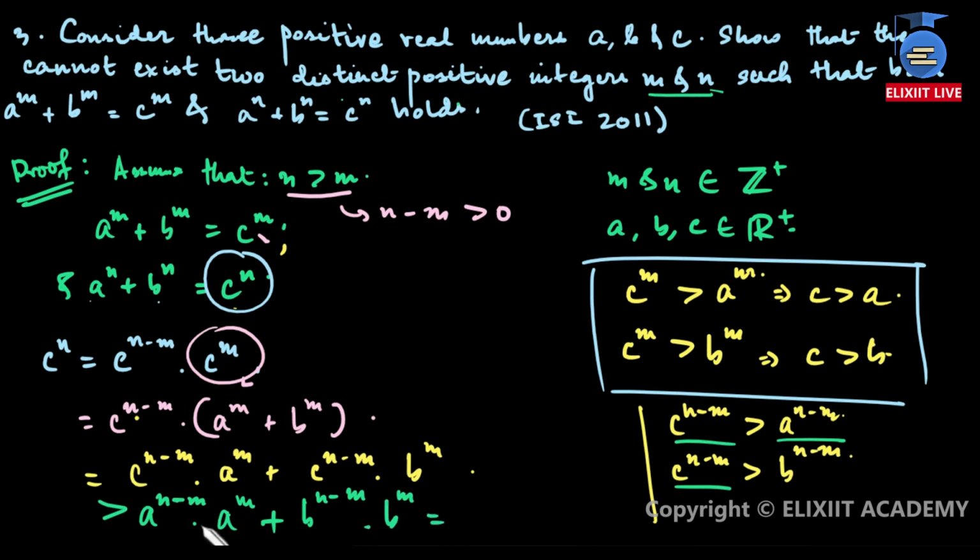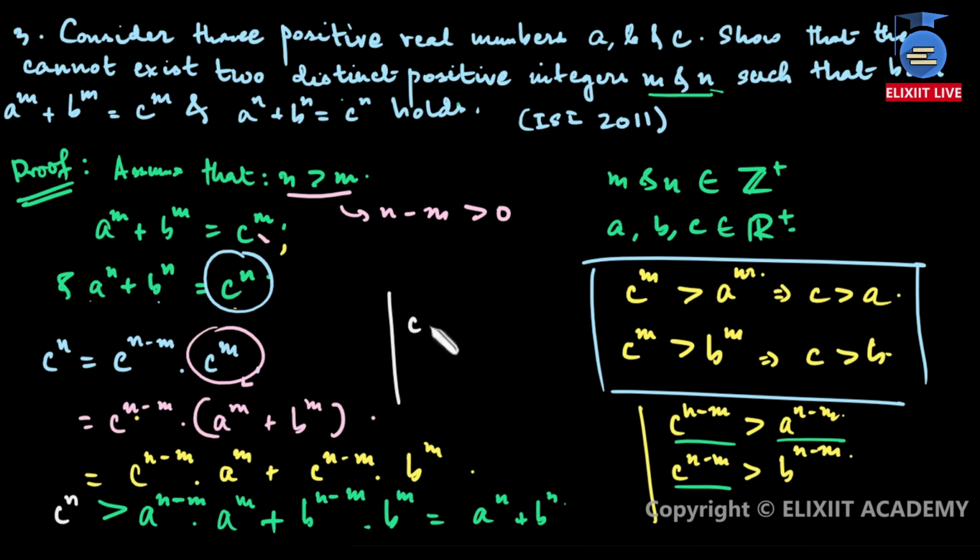And if you simplify this relation, a to the power n minus m into a to the power m plus b to the power n minus m into b to the power m, this will turn out to be a to the power n plus b to the power n. The a to the power m cancels out and the b to the power m cancels out, so a to the power n plus b to the power n is what you are getting from here.